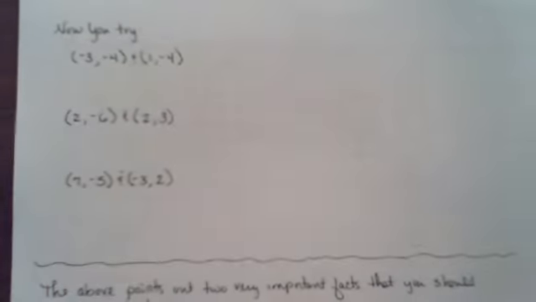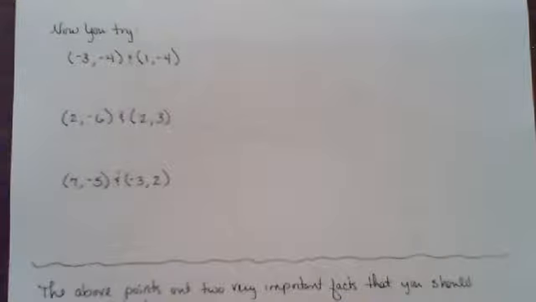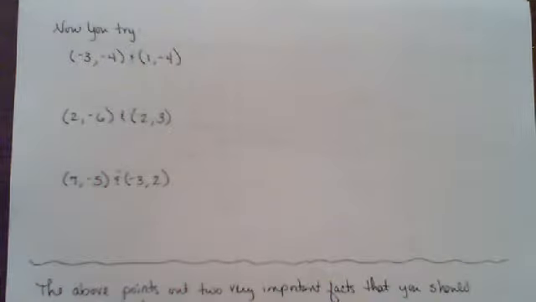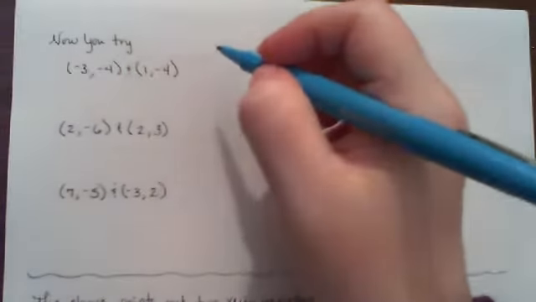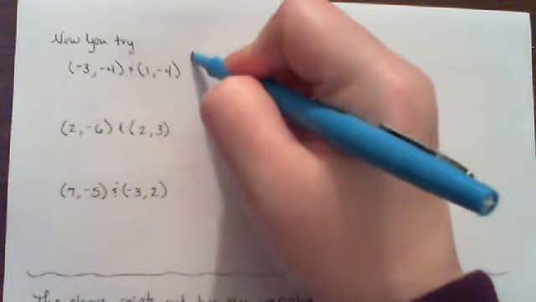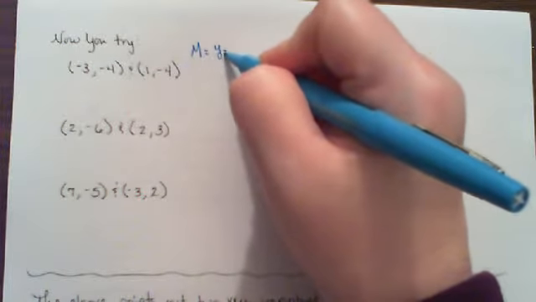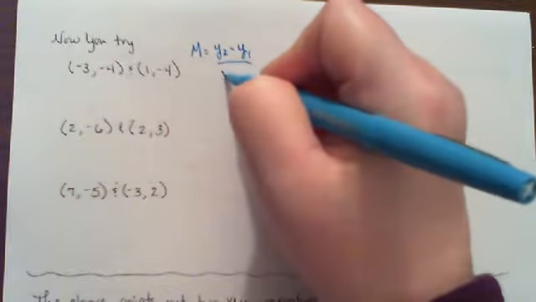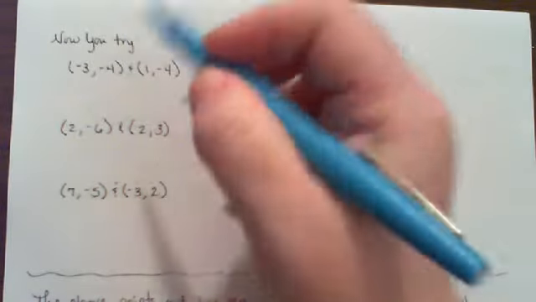I did 1. Now you try 3. 3 whole problems. Woohoo! You can do it. I want you to find the slope between those points. This is when color really comes in handy, because sometimes it's hard to write as small as I wrote on here and still make it neat. So m equals y2 minus y1 over x2 minus x1.